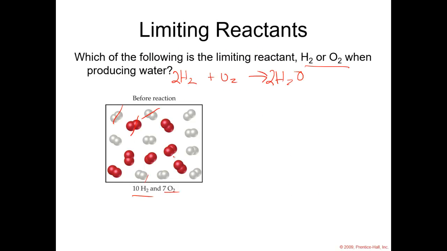To make a water, so I'm going to keep doing that until I run out. 2H2 and an O2, 2H2 and an O2, 2H2 and an O2, 2H2 and an O2, and I'm left over with two O2s. Okay, so limiting reactant was my H2. I have excess O2.